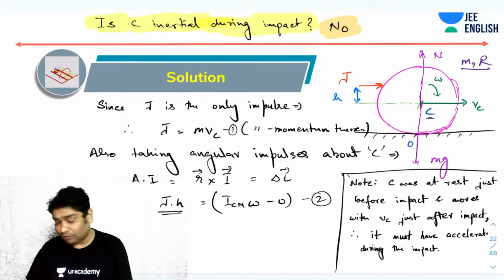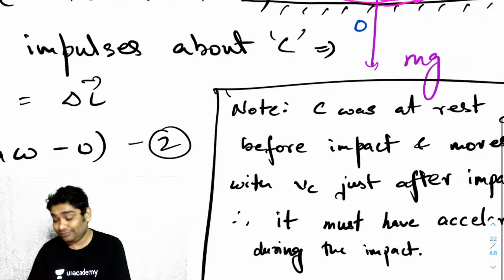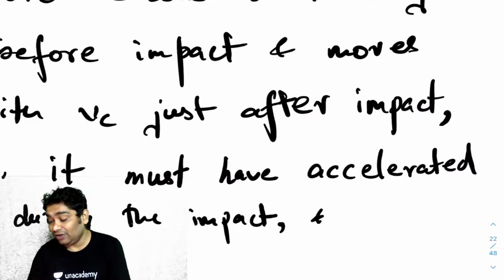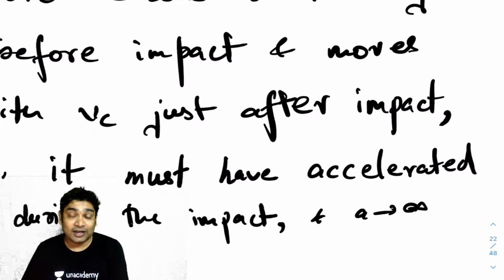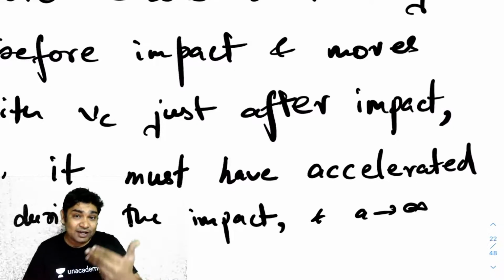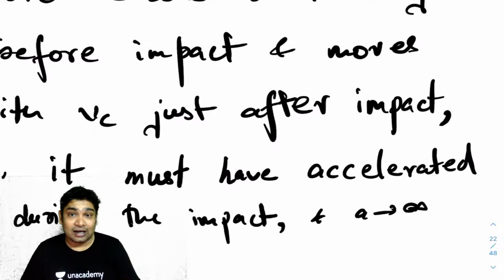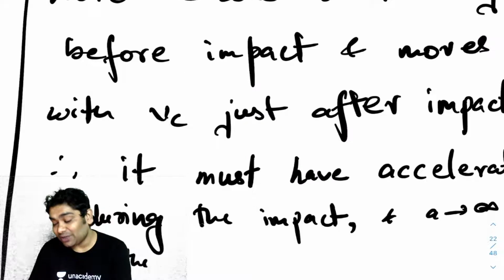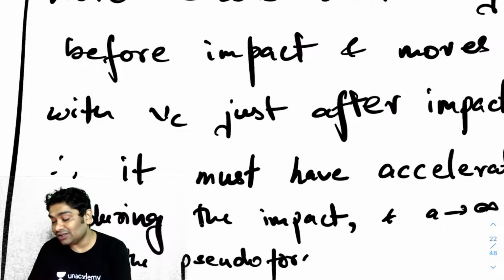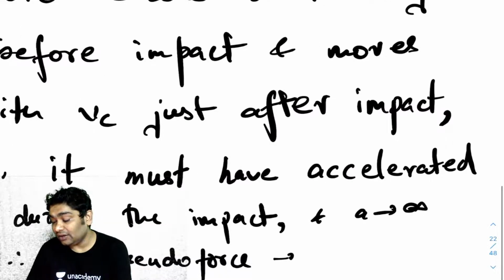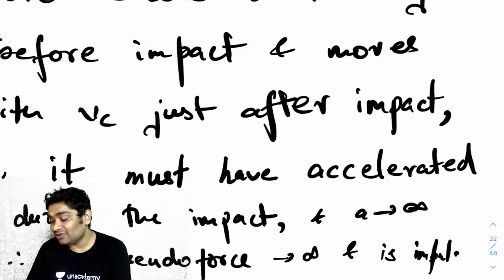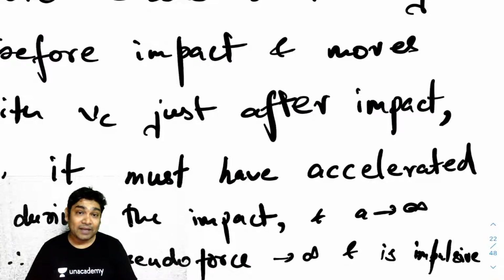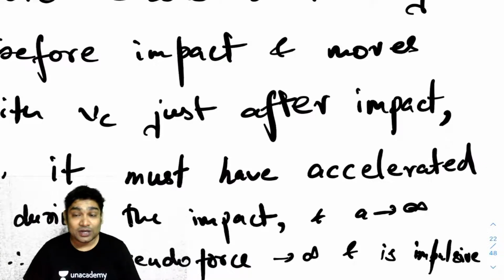So you realize the time would have to be tending to zero, and a would tend to infinity. Acceleration would tend to infinity, in fact, because in t tending to zero it is able to produce such a change in speed. Therefore, the pseudo force must be impulsive. The pseudo force that we will talk about would be ma. If a tends to infinity, the pseudo force tends to infinity, which must be impulsive.